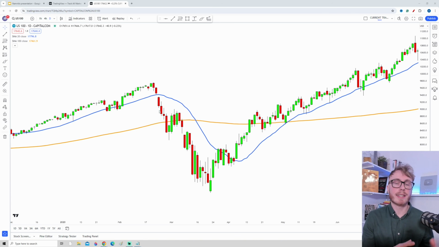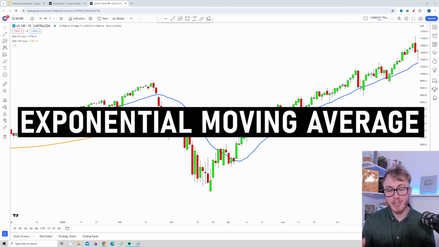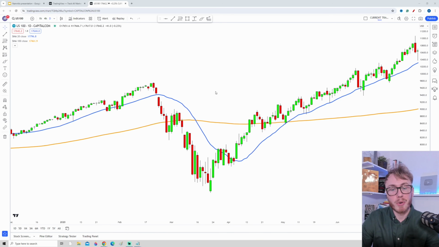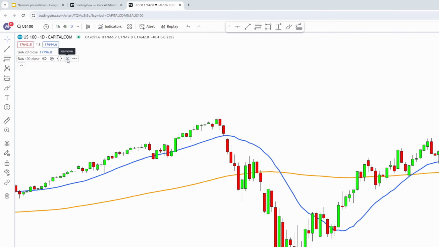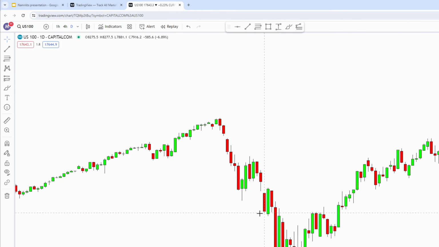But now guys, let's take a look at our second moving average, and that is the exponential moving average. So the first thing I want to do here is remove the simple moving averages on the chart. To do this, we simply go up here to the upper left corner, and we press the remove button right here and remove button right here.